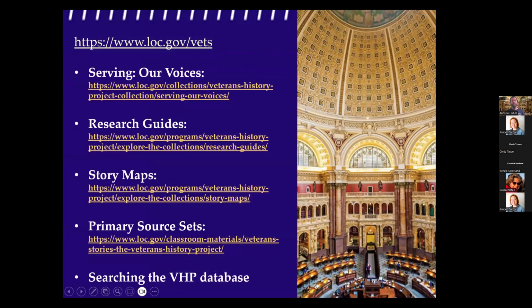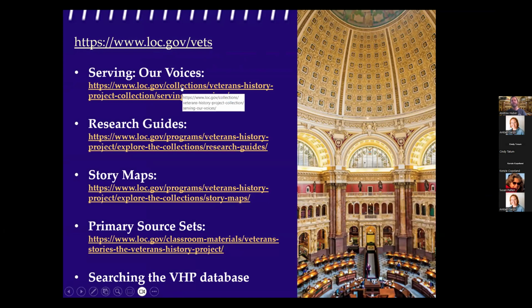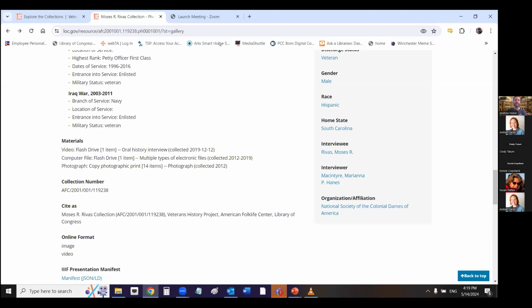Now, we have a bunch of ways that we make these collections available for researchers. Number one, and this is by far the easiest and most popular way, are what we call Serving Our Voices. These are curated online digital exhibits that showcase our greatest hits, our most requested, our richest collections with the most interesting subject matter and the most photos, letters, and interesting supplementary materials.